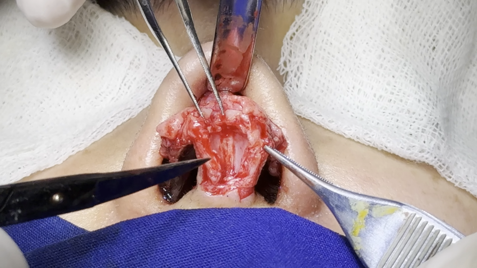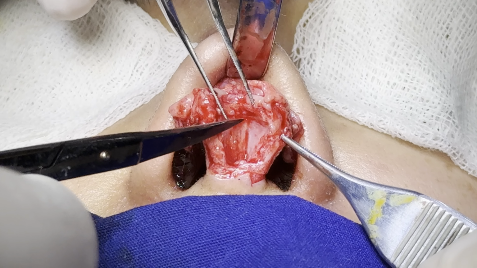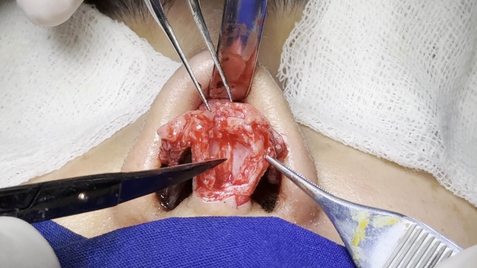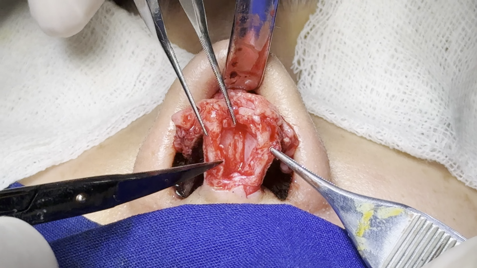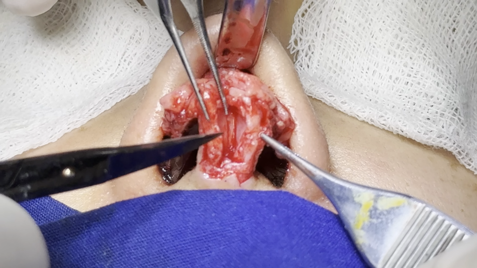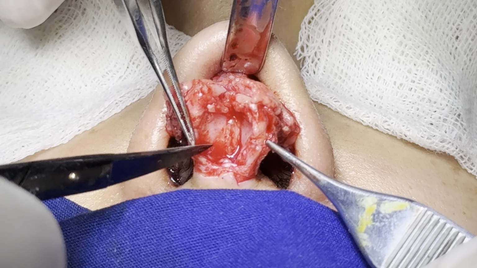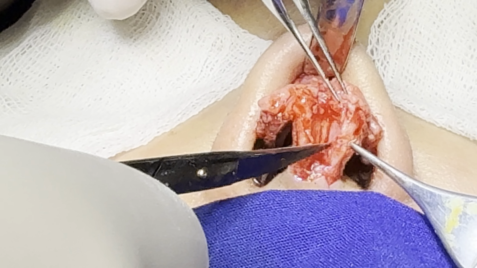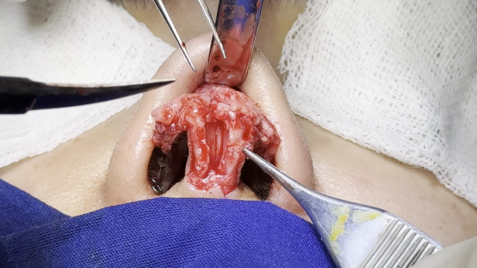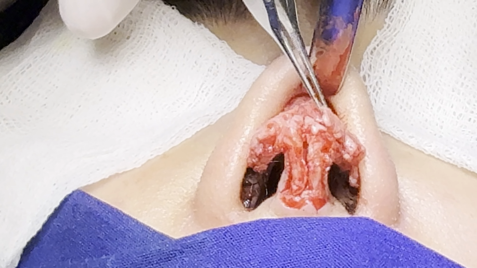This is a revision case. We removed all old grafts such as the columellar strut graft. So this is the patient's medial crura. This is the lateral crura. And I want to show you something important.